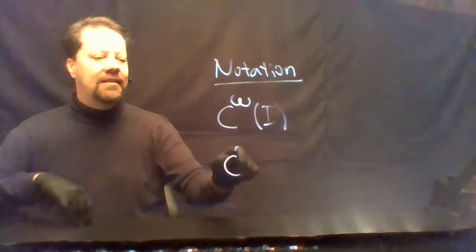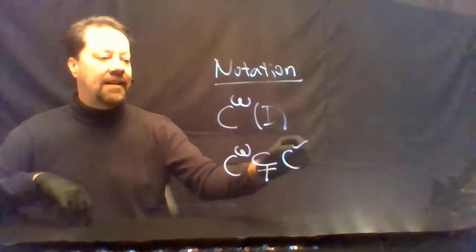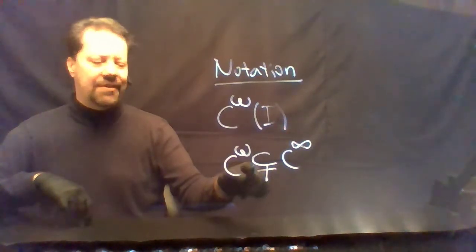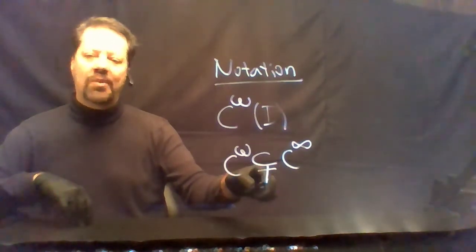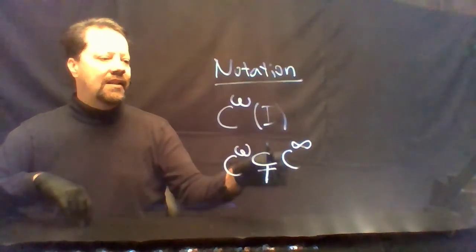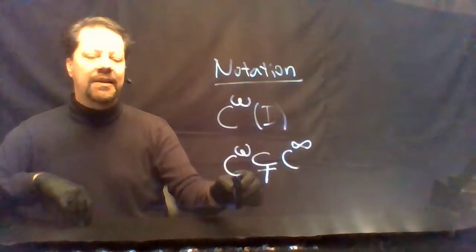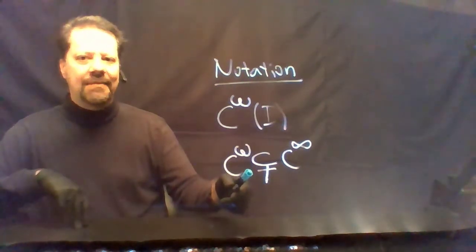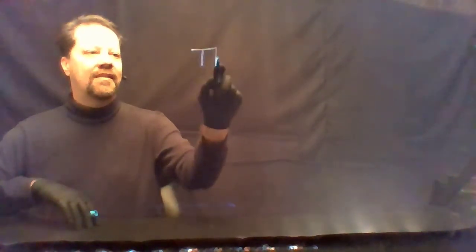Note that C omega will be a proper subset of the set of infinitely differentiable functions. So far, we've been able to demonstrate that it will be a subset, but we need to show that it is a proper subset. And the way to do that is to exhibit a function that is infinitely differentiable, but not analytic at some point. We'll make that demonstration after we develop a little more theory. First, the basic theorem.